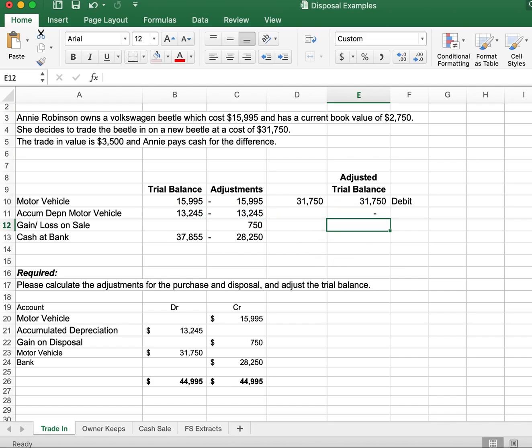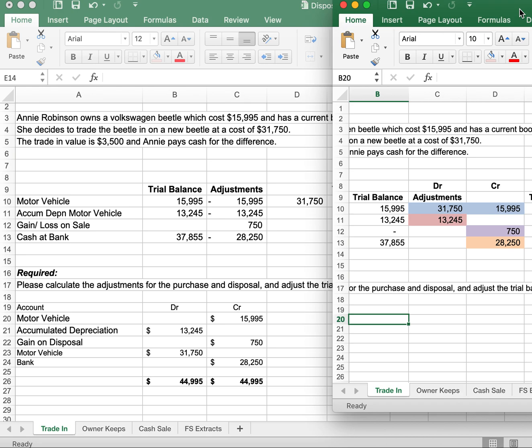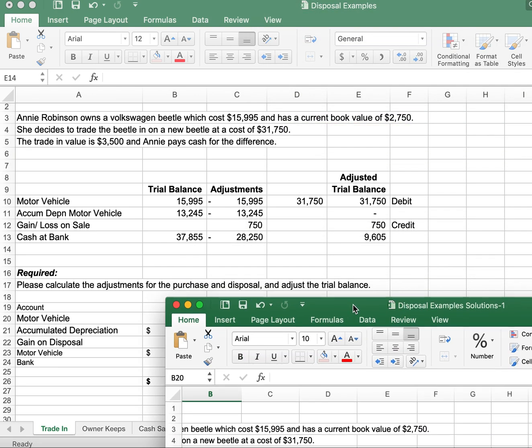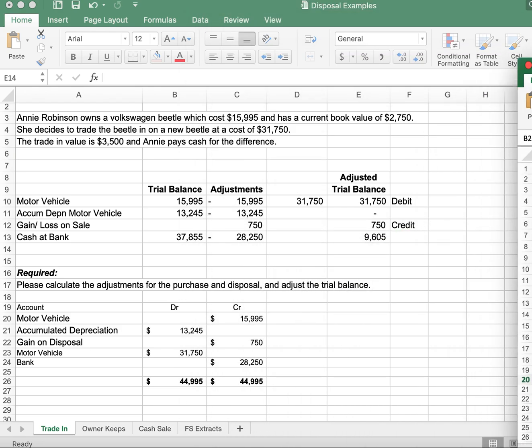This one here should come to 750. That's income, so it's a credit. If it had been a loss, it would have been a debit. The bank account would have changed by how much was spent, and those should be our closing figures. Does that marry up with the answers? Yes, it does. So that's the working on the first one.